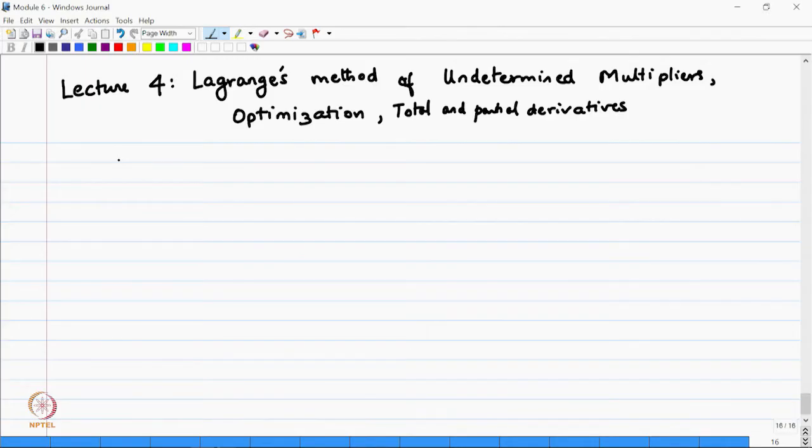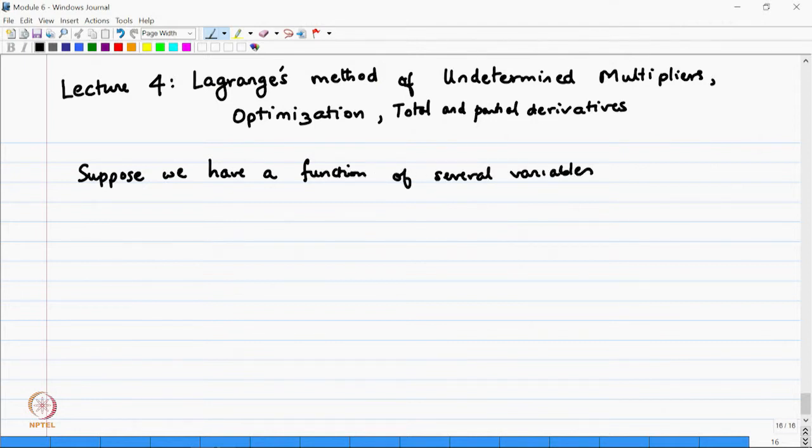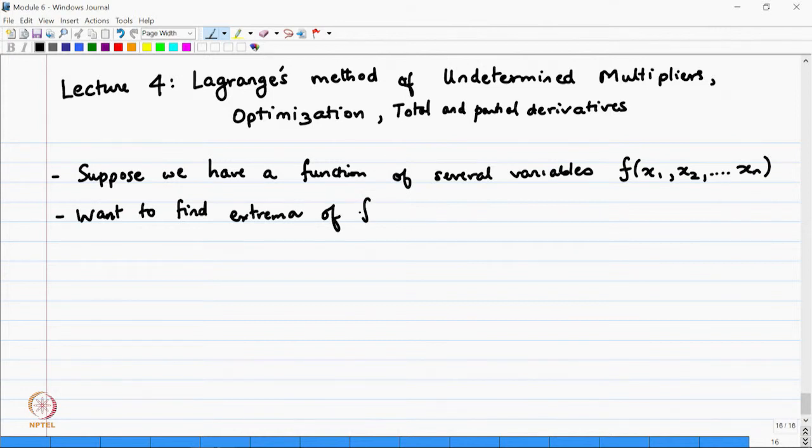Let us get to the basic task at hand. Suppose you have a function of several variables, and we denote it by, let us say, f of x1, x2 up to xn. Now, we want to find extrema. Extrema means minima or maxima of the function f, subject to a condition.